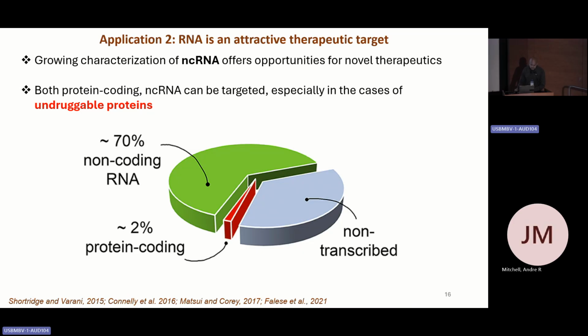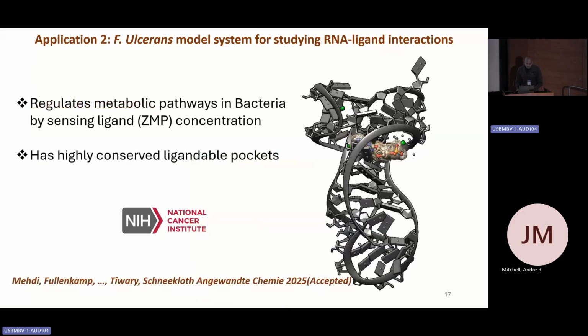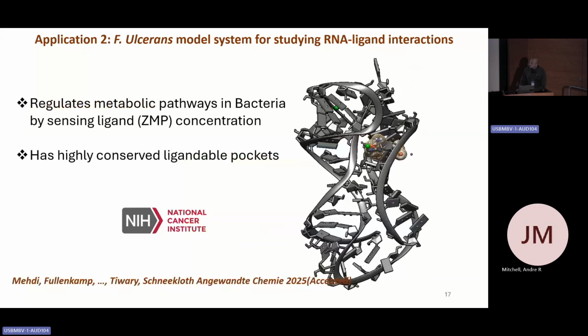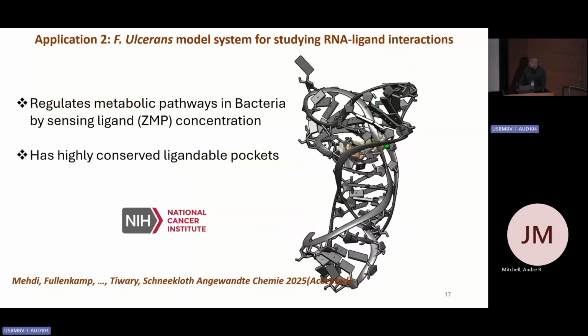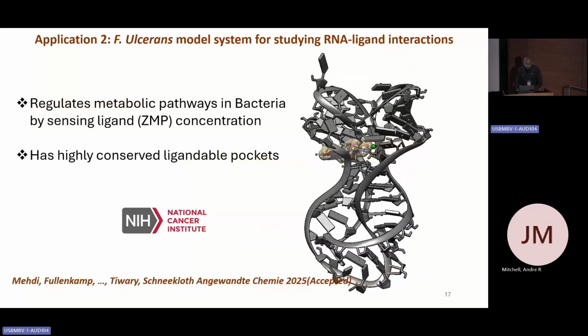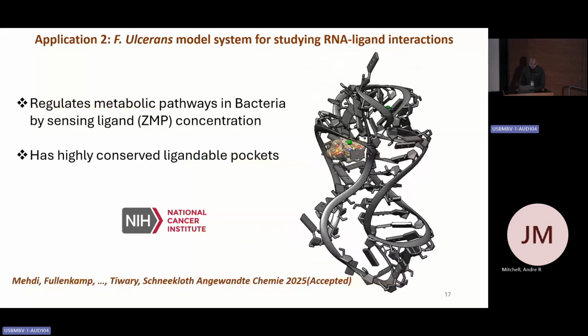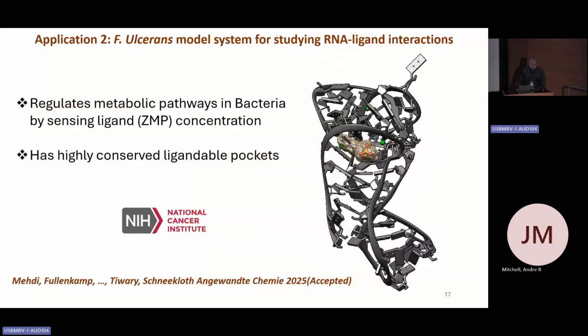RNA performs different functions, and we can try to develop drugs that target both protein coding and non-coding RNAs, which would be very, very useful, especially in the cases of undruggable proteins. For this project, we worked with a group at the National Cancer Institute at the NIH. We looked at this riboswitch, which is considered to be a model system for studying RNA ligand interaction.